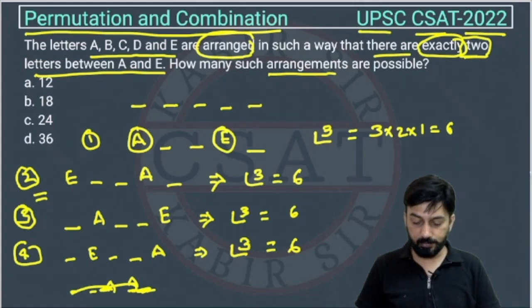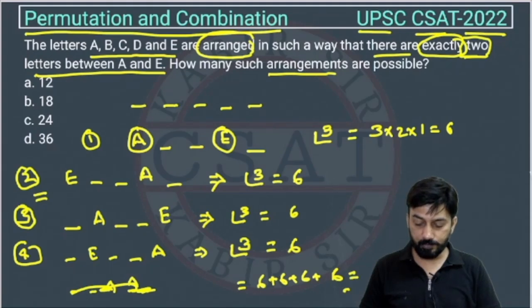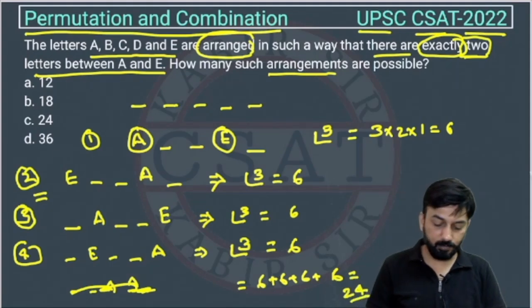So we will add this. So this will be 6 plus 6 plus 6 plus 6. So how many ways? So total, this will be like 6 plus 6 plus 6 plus 6. Okay, so this will be equal to 24, right? So the answer is option C. So this is the answer.